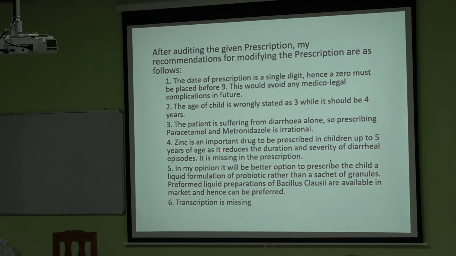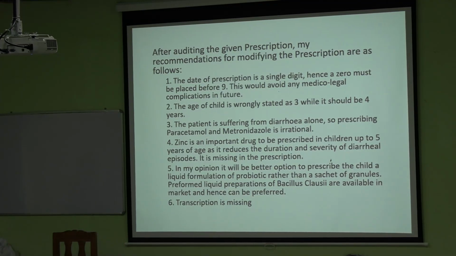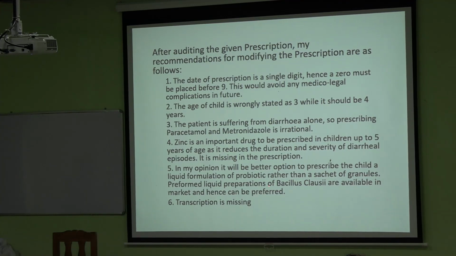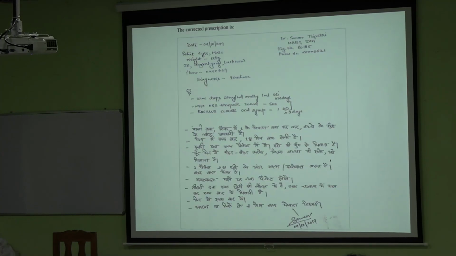Zinc is an important drug to be prescribed in children up to 5 years of age, as it reduces the duration and severity of diarrheal episode. It is missing in the prescription. And it will be a better option to prescribe the child a liquid formulation of probiotic rather than a sachet of granules. Preformed liquid preparations of Bacillus clausii are available in the market and hence can be preferred. Transcription is missing. So this is the prescription.